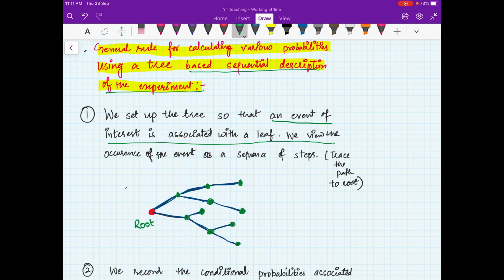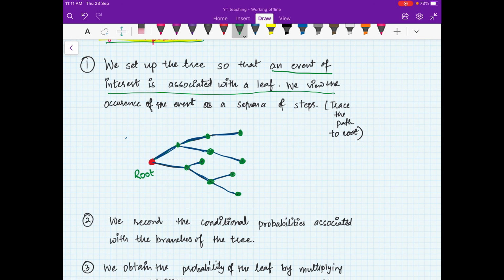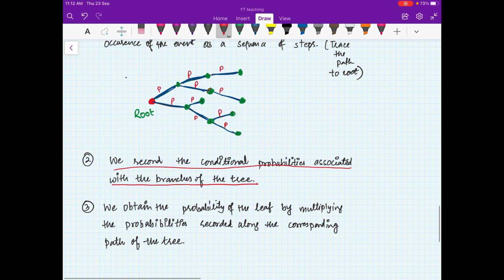Now what we will do, we will note all these probabilities. These may be conditional probabilities or unconditional probabilities. We record the conditional probabilities or sometimes the unconditional probabilities associated with the branches of the tree. Okay, then if you are interested in any event, suppose this is the event you are interested in, this one here. So what you will do, you will just trace the path till the root, and on the way whatever the probabilities will be, you will just multiply those probabilities to get the probability of this event.